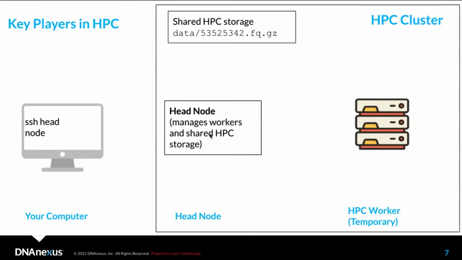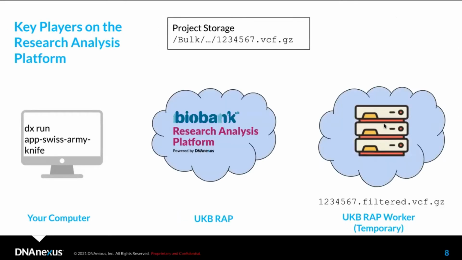So if you're requesting something from the head node, then you'll get an HPC worker. And of course, you have temporary access to that. But again, the critical component with HPC is that shared storage that not only the head node, but the HPC workers can see. So let's contrast that with cloud.